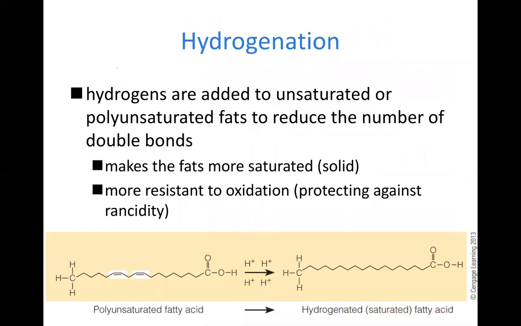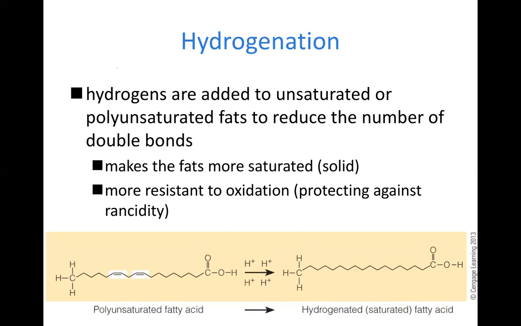Hydrogenation. So hydrogenation is the process of adding hydrogens across the double bonds between carbons to break those double bonds and form single bonds. So if you remember, a fat with a lot of double bonds is going to be more liquid, but a fat with single bonds is going to be more solid. And so also, a fat with double bonds is more likely to become rancid or oxidized because the oxygen has a place to interrupt those double bonds, where a fat with single bonds is not easily oxidized because there's no place for the oxygen to sneak in.